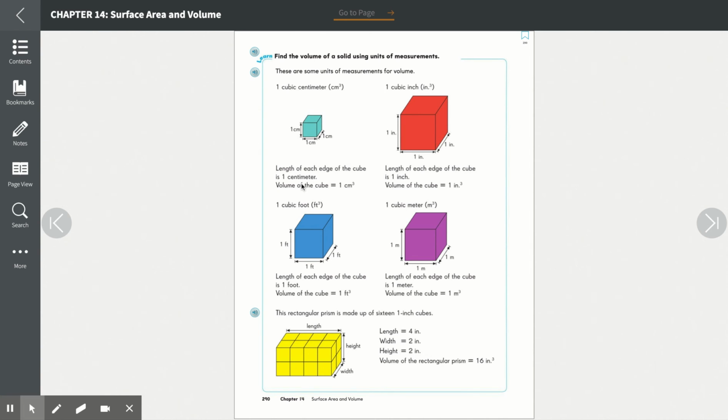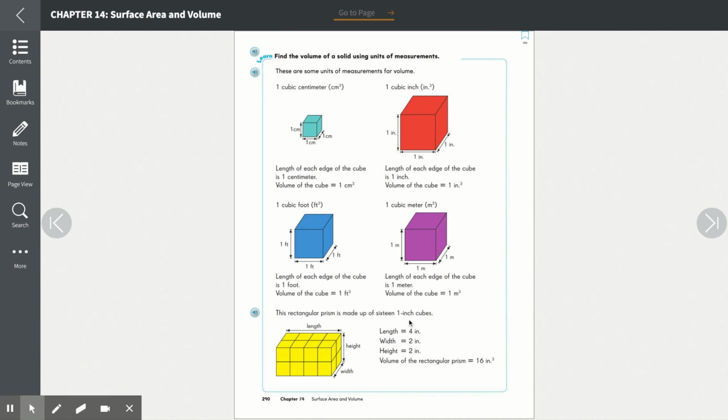The length of each side of the cube is 1 centimeter. So the volume of the cube is 1 centimeter cubed. 1 cubic foot. This one here, the dark blue one, is an example of a cubic foot. So you have 1 foot for each of these measurements, the length, the width, and the height. And so the volume of the cube is 1 foot cubed. Same with meters. If each side is 1 meter, and you've got the length, the width, and the height, and they're all 1 meter, it'll be 1 cubic meter or meters cubed. The length of each edge of the cube is 1 meter, so the volume of the cube is 1 meter cubed.